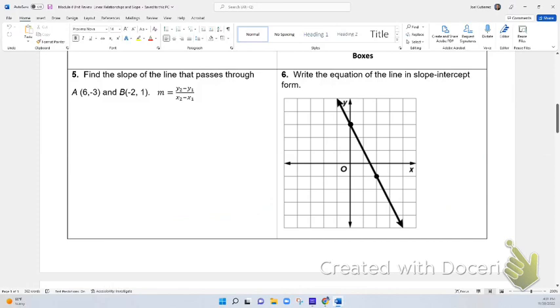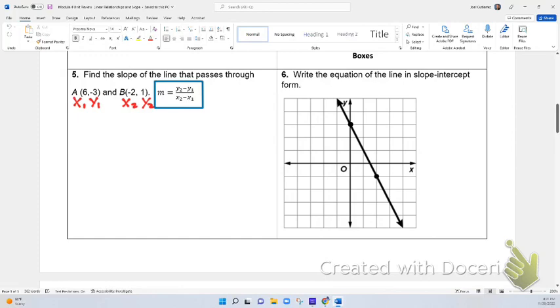For number 5, they want us to find the slope of the line given 2 coordinate points. So remember, what you need to do here is you need to label them. This is x1, this is y1. This is x2, this is y2. Just like on the review on the test, we will give you the formula. The formula is here, the y2 minus y1 over x2 minus x1.